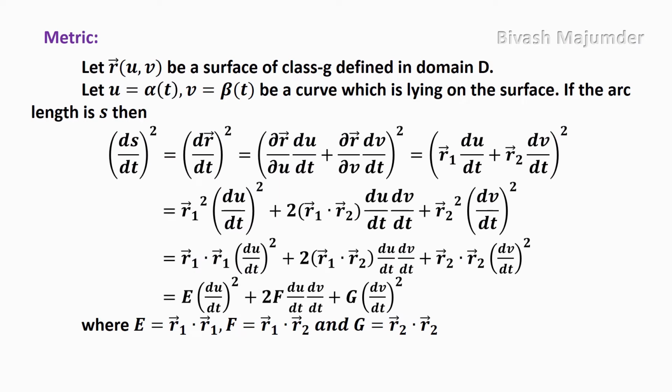then (ds/dt) whole square equals E into (du/dt) whole square plus 2 into F into (du/dt) into (dv/dt) plus G into (dv/dt) whole square, where E equals R1 dot R1, F equals R1 dot R2, G equals R2 dot R2. You can pause the video to note down the derivation.